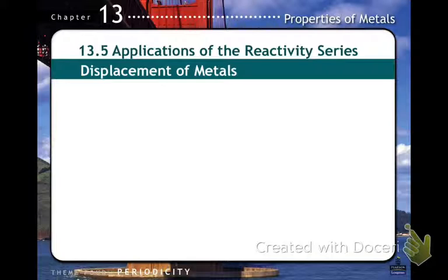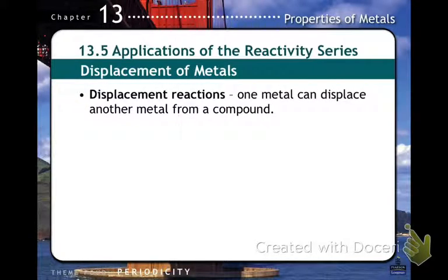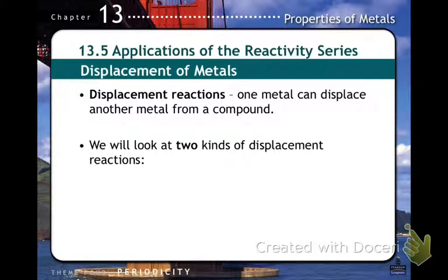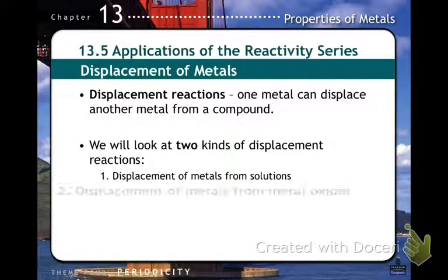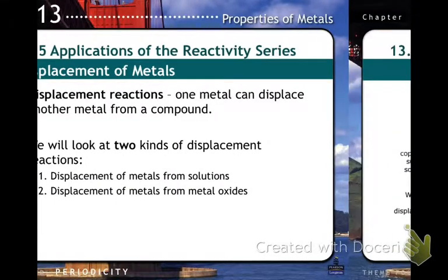For metals, it goes the same as well. If one metal is more reactive than the other, then it can undergo a displacement reaction as well. Displacement reaction basically means one metal can displace another metal from a compound. We will look at two kinds of displacement reactions. One, displacement of metals from solutions. Number two, displacement of metals from metal oxides. Now what do we mean by that?